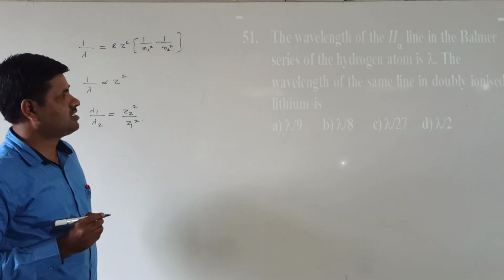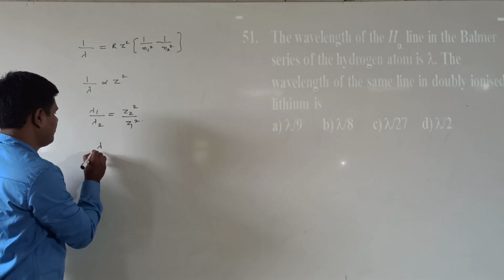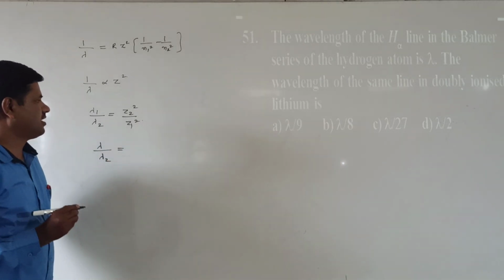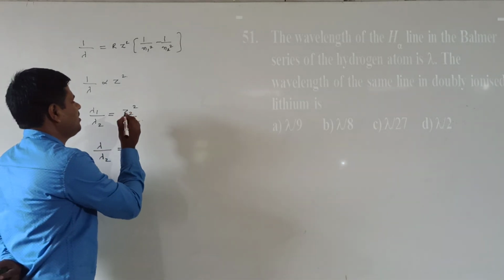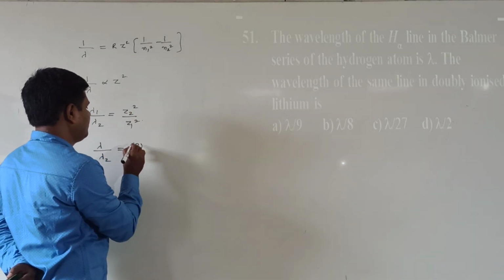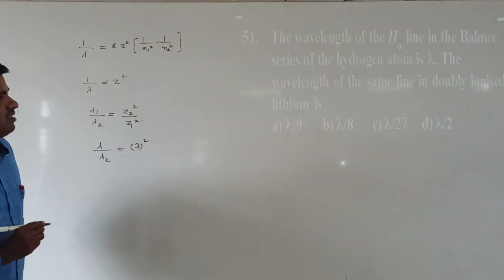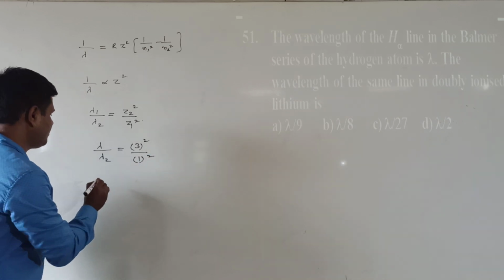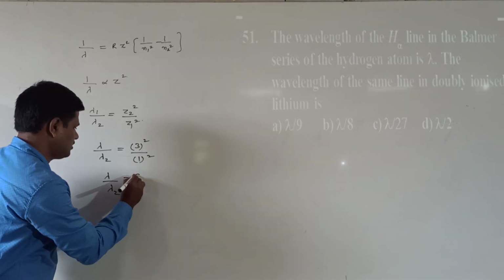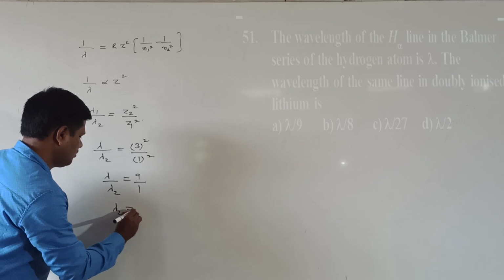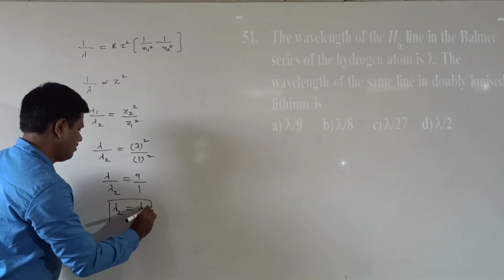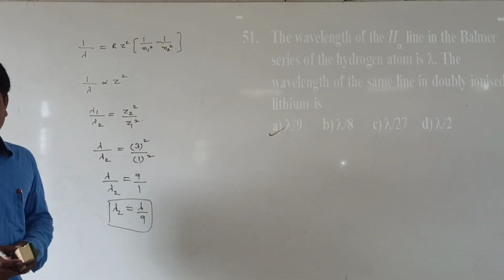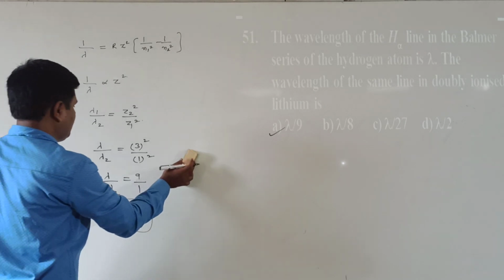For the hydrogen atom the wavelength is lambda, and for the lithium atom it is lambda 2. Z2, the atomic number of lithium, is 3 square, and Z1, the atomic number of hydrogen, is 1 square. So lambda by lambda 2 is equal to 9 by 1, so lambda 2 is equal to lambda by 9. Option A is correct. This is question 51.